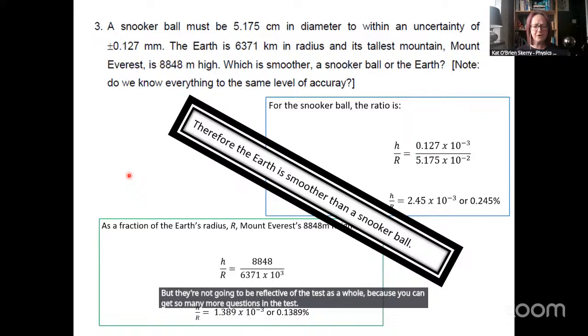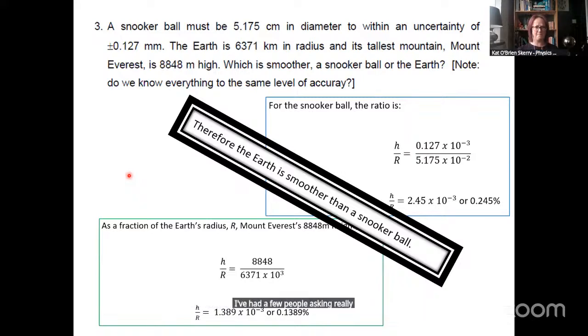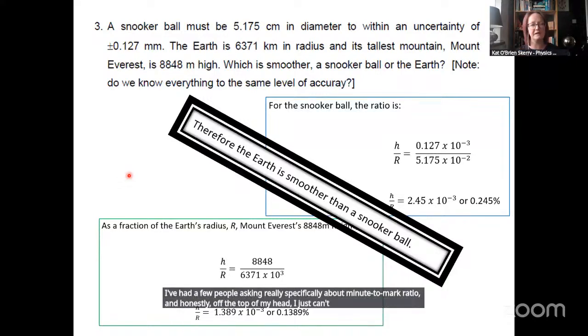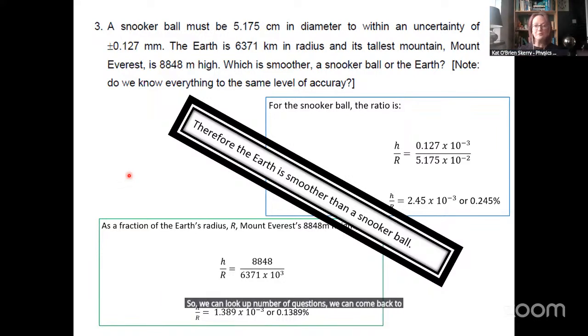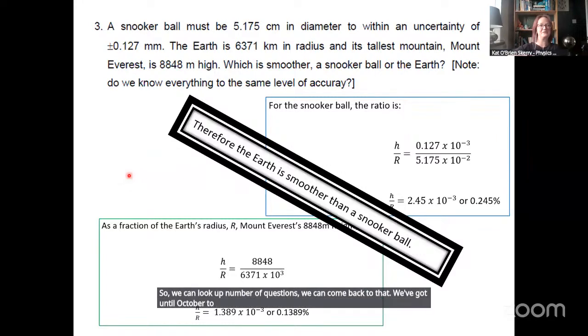I've had a few people asking really specifically about the minute to mark ratio, and honestly, off the top of my head, I just can't quite remember. So we can look up the number of questions, we can come back to that. We've got until October to get you there, so we can get you to that point. What else have I got? I'm going to scroll up now.